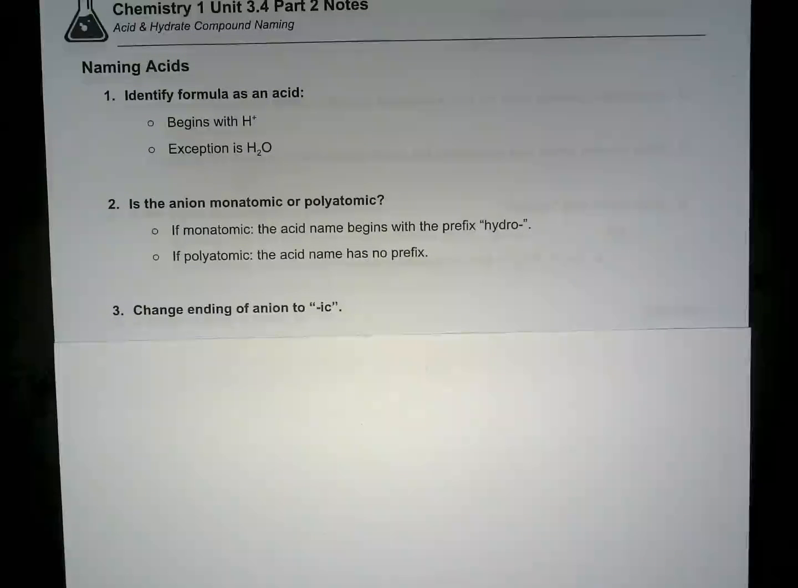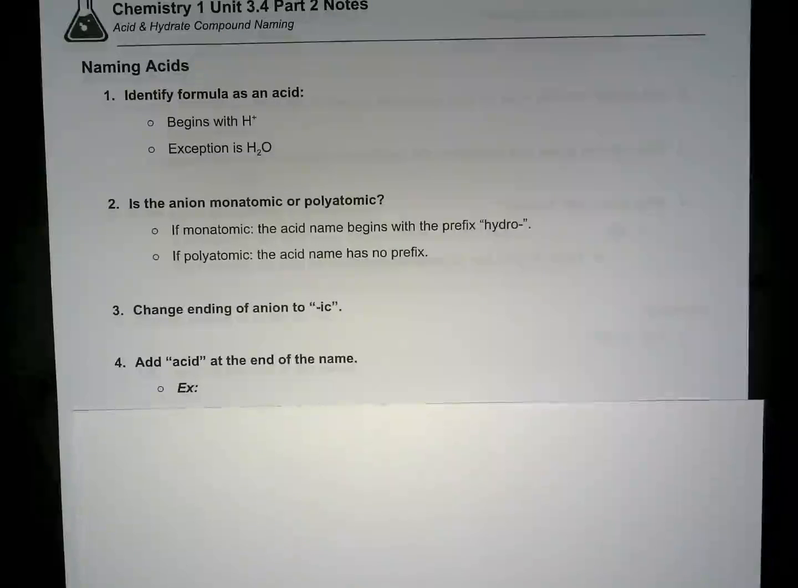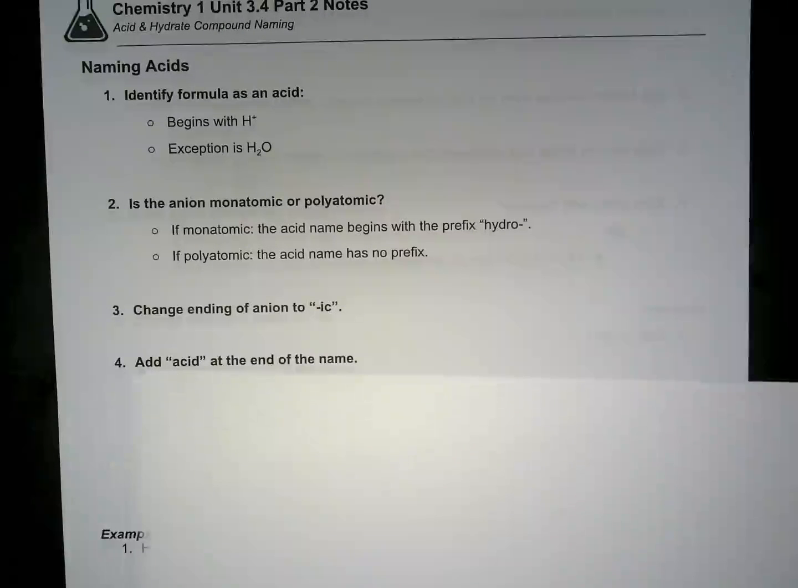In this case, for covalently bonded compounds and ionically bonded compounds, remember, we would get rid of the last 3 or 4 letters and replace them with IDE. We're doing that here, only instead of IDE, it's IC. We'll practice that. And then you're going to add acid at the end of the name.